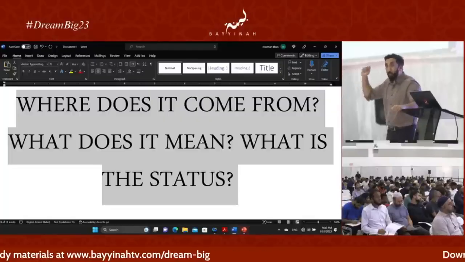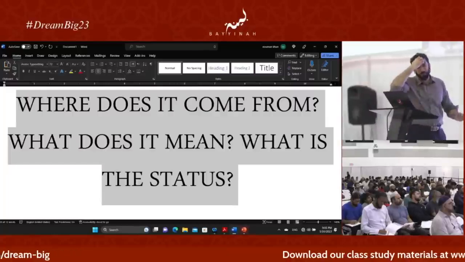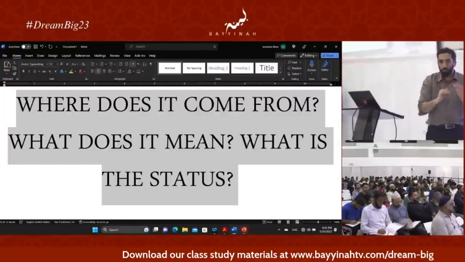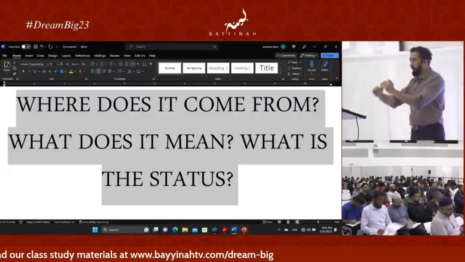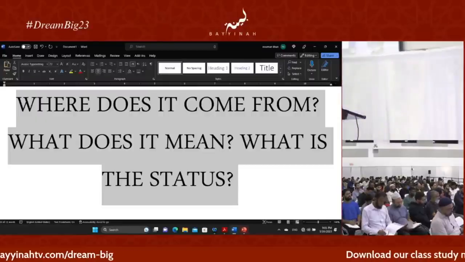Don't do that. Always take it back and take your time a little bit, and then eventually it'll become second nature. Don't try to speed up the process. Just like in math, when you try to solve a problem quickly, you mess up. So take the steps. Where does it come from? What does it mean? What's the status? Okay? Now, listen to me, and then we'll go back to the exercises.